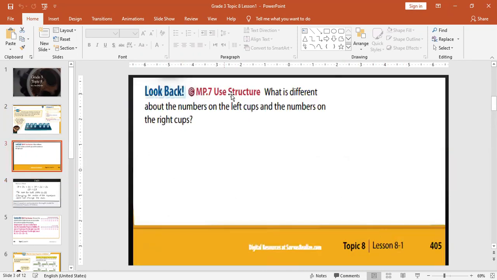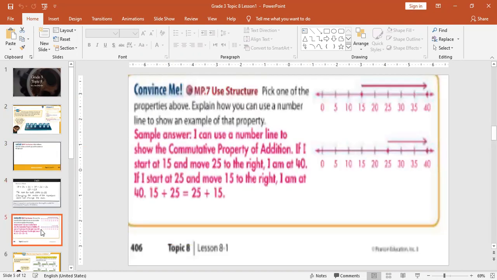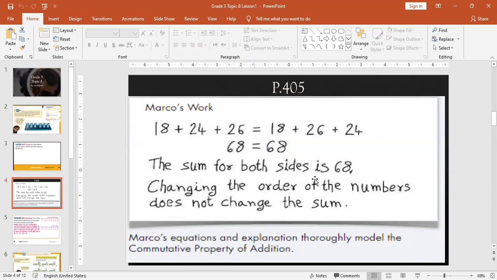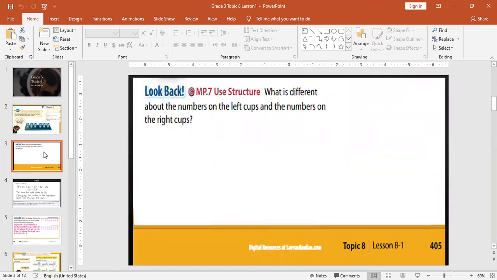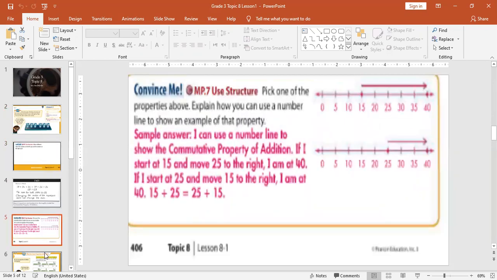On page 405, what is different about the numbers on the left cups and numbers on the right cups? So my answer will be that they are both the same. The sum for both sides is 68, so they are both the same. Okay, so this is lesson 8.1, addition properties. Here on page 406, it is telling me to pick one of the properties.